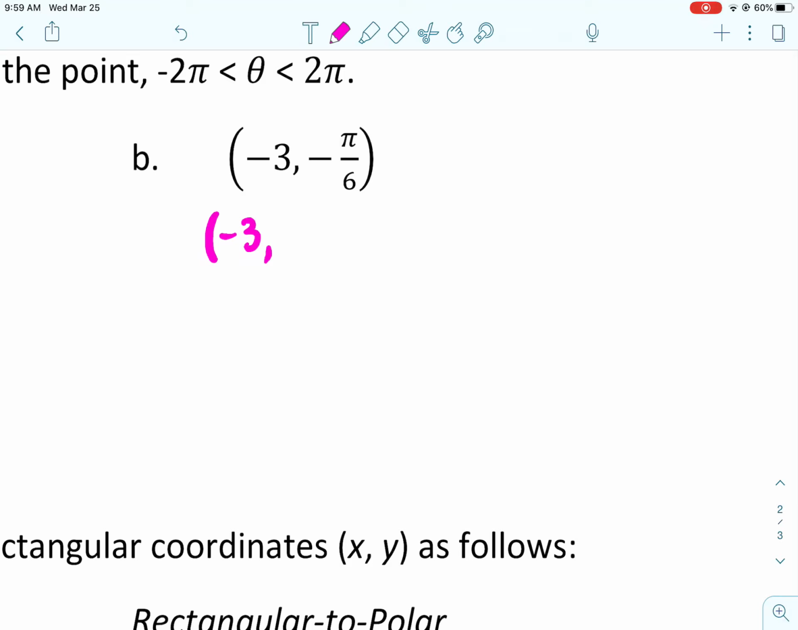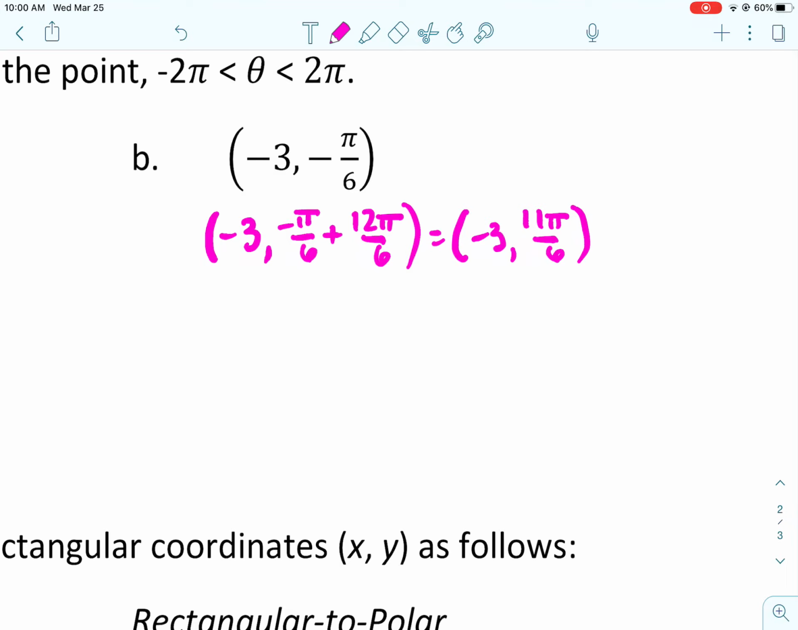Okay, let's do the same thing with B. So the first representation, you leave r the same, and in this case, since theta is negative, we're going to add 2 pi to theta. 2 pi, if 6 is the denominator, is going to be 12 pi over 6. All right, so there's one representation.